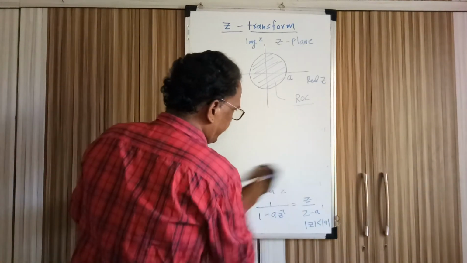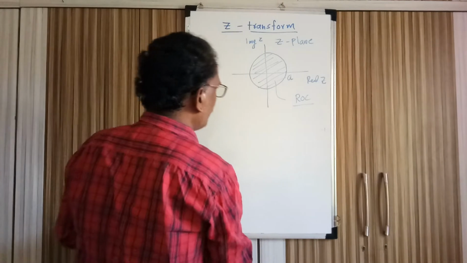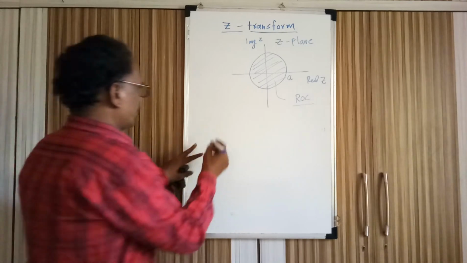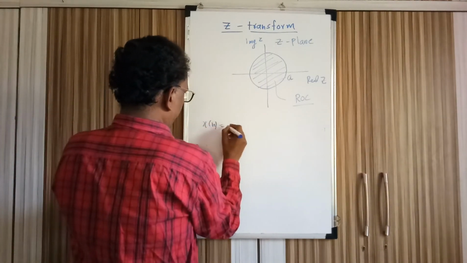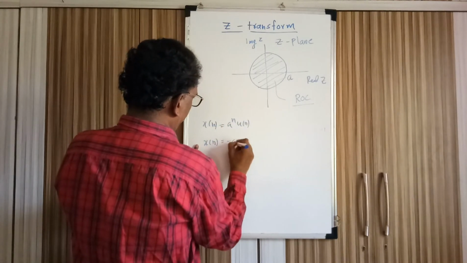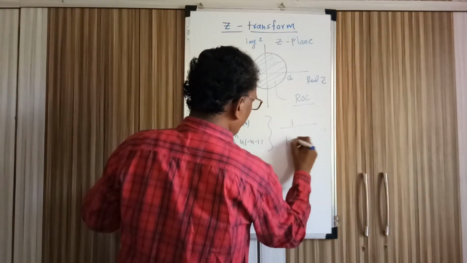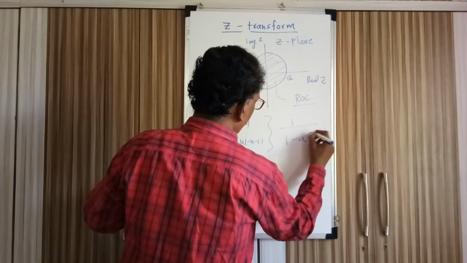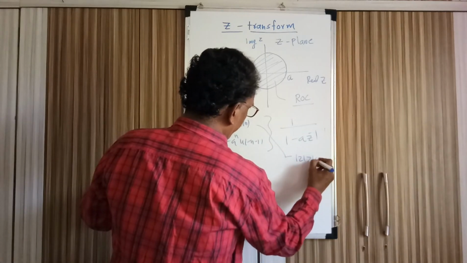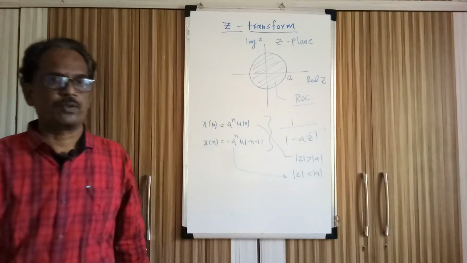So I told you that in the earlier case it was a causal sequence and the ROC was outside. For the anti-causal sequence, the ROC is inside the circle of radius A. Both the cases of x of n: a raised to n u of n was the first problem, and the second problem is minus a raised to n u of minus n minus 1. Here the transform is 1 over 1 minus a z inverse. The transform is the same, but the ROC is different. Here the ROC is mod Z greater than mod A, and here it is mod Z less than mod A. That is why I am telling you ROC is very important.